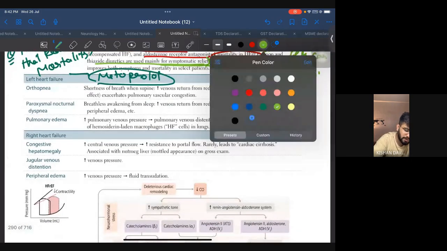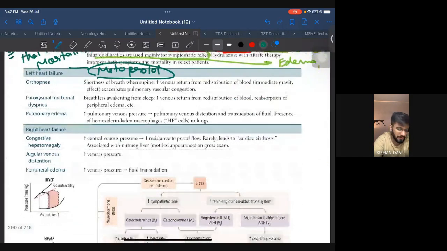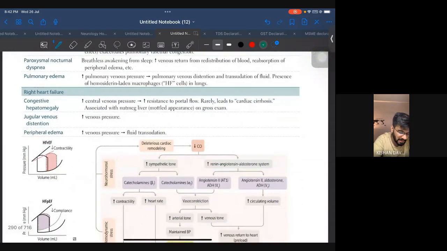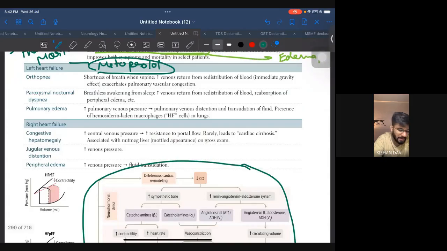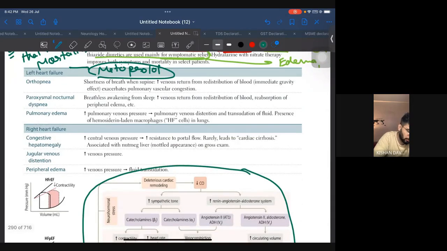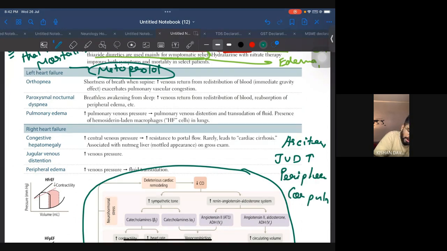Now see one thing, we will discuss about the right heart failure and left heart failure. Before going to this flow chart, let me just tell you a general idea. If in the question they are talking about ascites, JVD, that is jugular venous distension, and peripheral edema, or they are talking about cor pulmonale. Okay, if any of these things are present in the question, they are talking about the right heart failure.